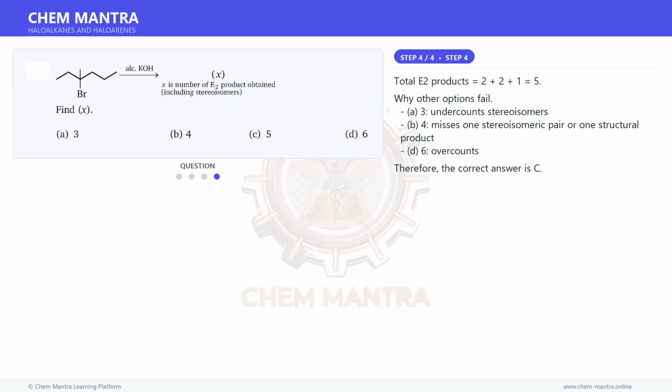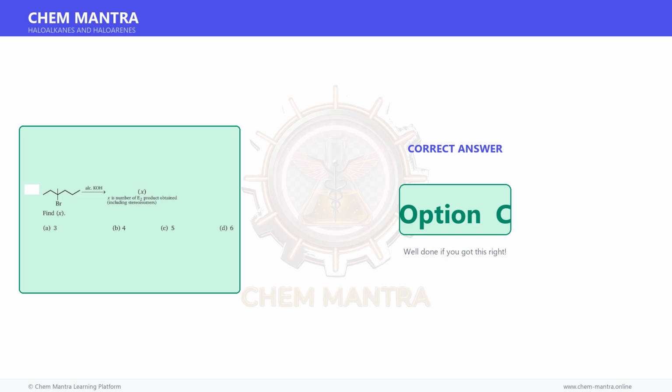5. Why other options fail? A, 3, undercounts stereoisomers. B, 4, misses one stereoisomeric pair or one structural product. D, 6, overcounts. Therefore, the correct answer is C. Therefore, the correct answer is option C.